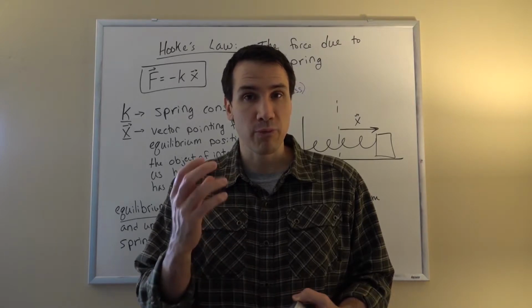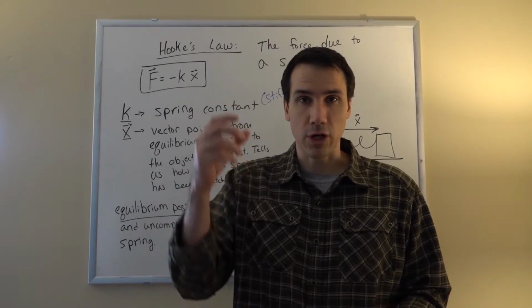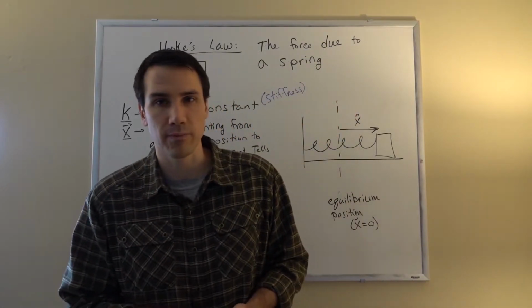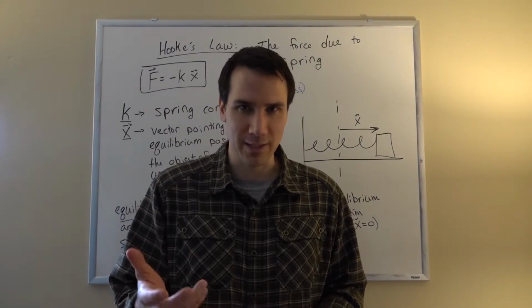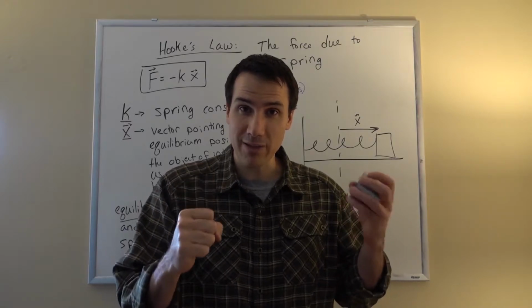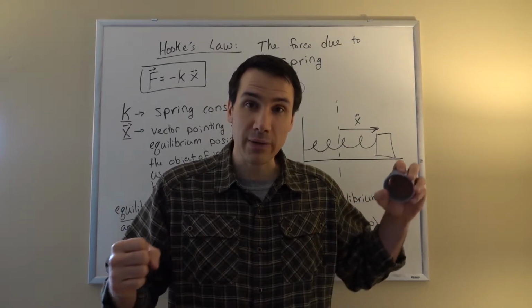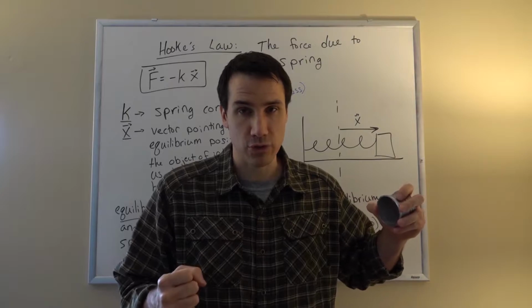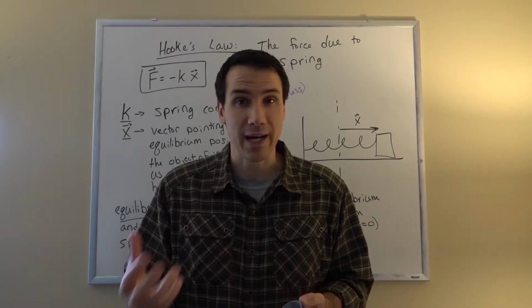For example, cars have springs to make the ride smoother. And if you look at those springs, they're very thick and they're very difficult to compress or stretch. So those would have a very high spring constant.